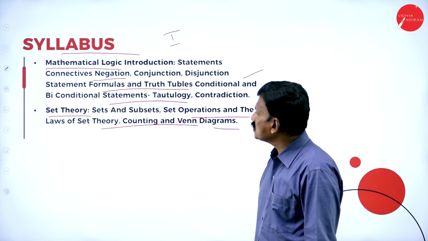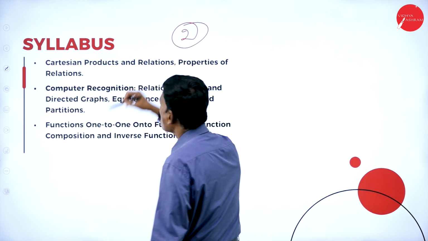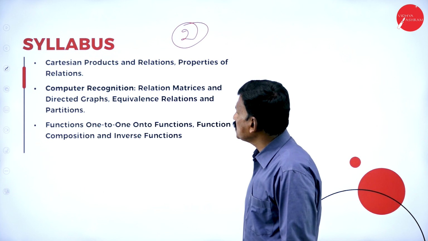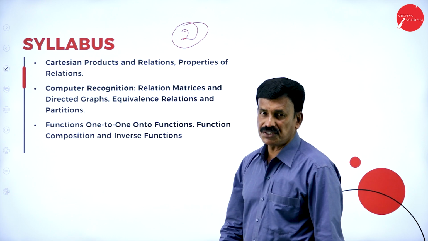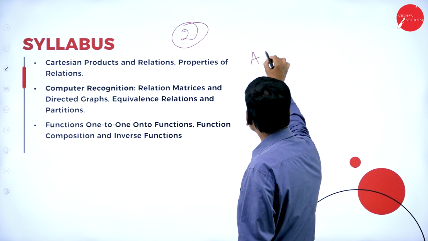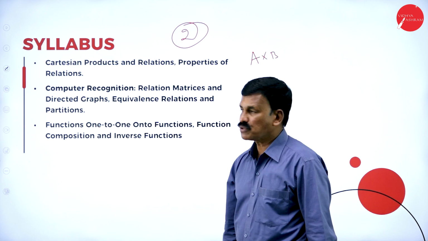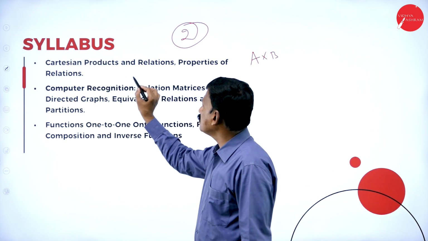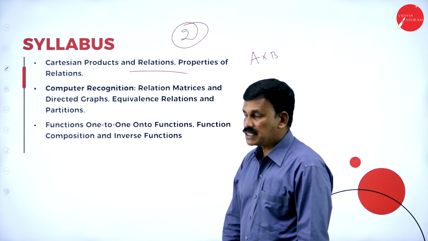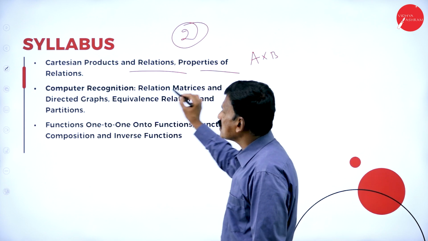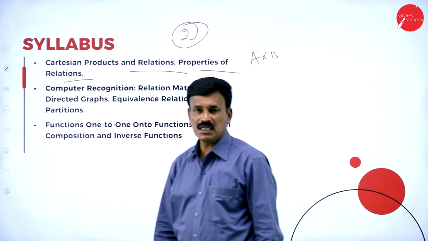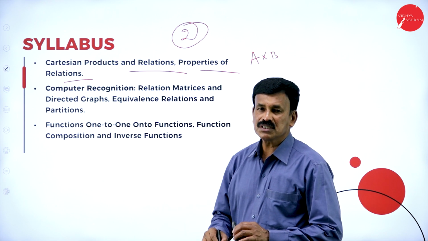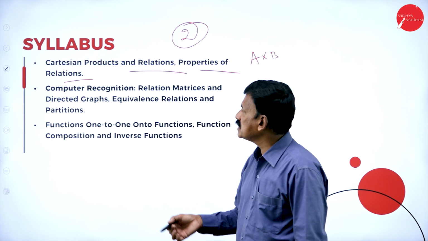Now, let us move on to the second unit. In the second unit, we are going to study the Cartesian product and the relation. Cartesian product, that is A into B, A cross B, is called the Cartesian product. Once you know the Cartesian product, then only it is easy to write the relation. So, relations and the properties of relation, that is, the types of relations. What is a relation, the definition, and the different types of relations.